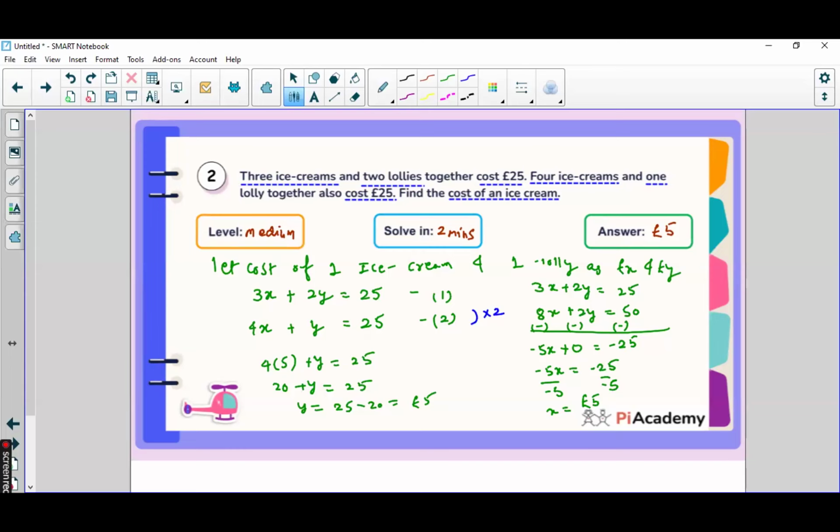So, when you were doing 4x plus y equals 25 and you were multiplying the whole equation by 2, how are you supposed to do 2 times 4x even though x is not in 2?